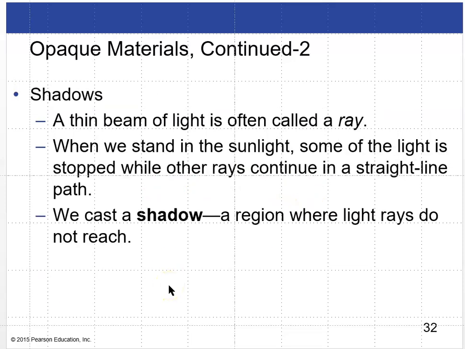What is a shadow? Well, it's basically a blockage of light. A thin beam of light is often called a ray.